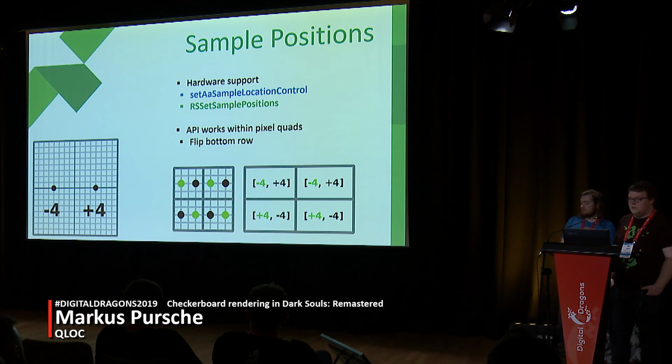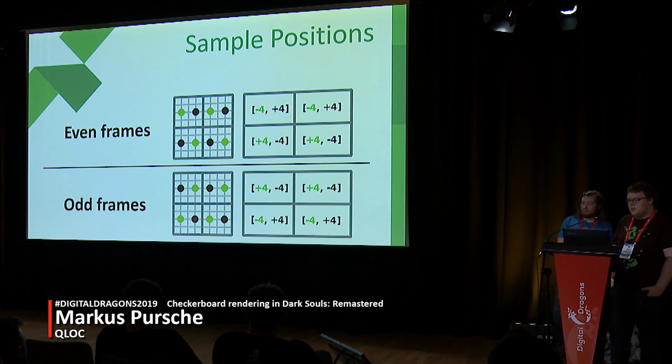Both of the APIs we use have support for specifying a unique sample pattern for each pixel within a pixel quad. The pattern you specify will be repeated across the whole render target. If we flip the bottom row sample positions horizontally, you can see that the checkerboard pattern starts to emerge. The green dots here are sample 0, and the black dots are sample 1. On the right, you can see the sample offsets represented as values as well.